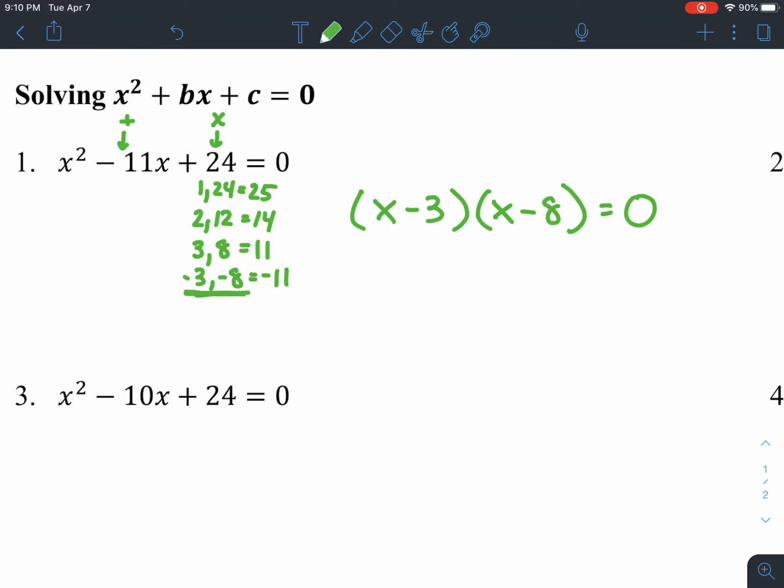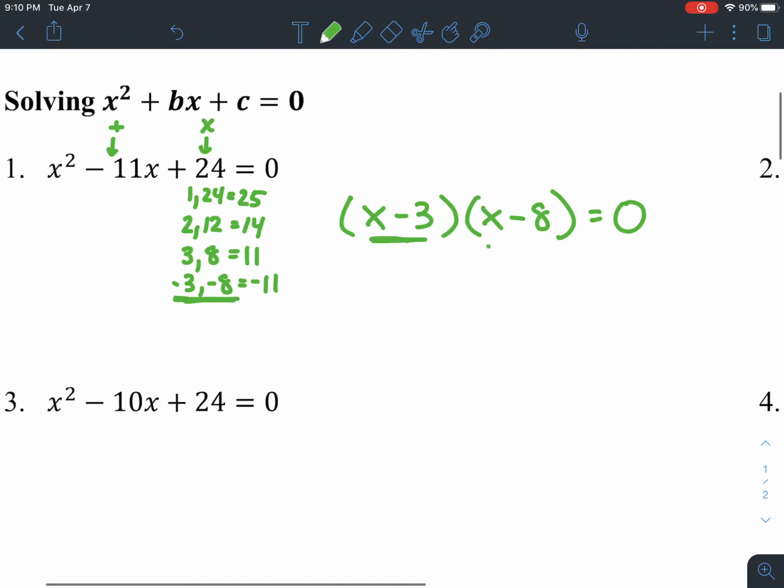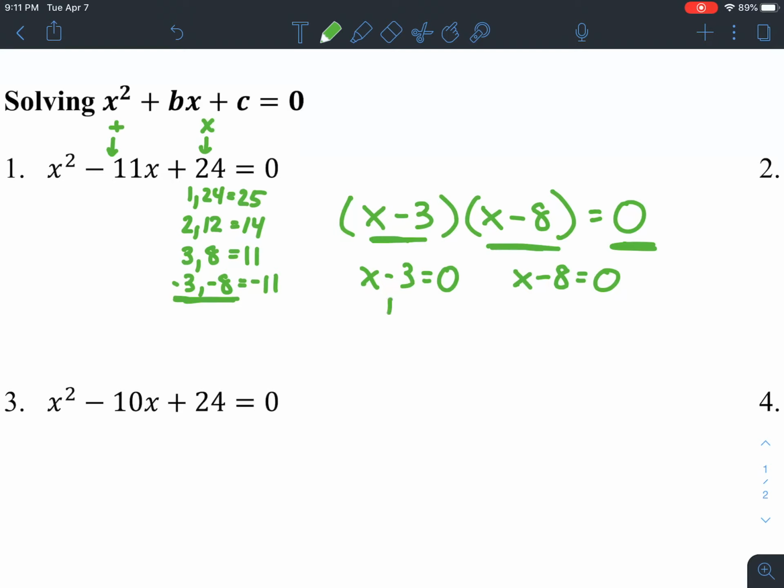Now, on Friday before break, we talked about something called the zero product property, which meant that if we have two things that are multiplied together to equal 0, that means one of the two of them has to equal 0. So either x minus 3 has to equal 0, or x minus 8 has to equal 0. So what we do is we just solve each of those two equations, and whatever x is, those are our answers. So in this case, x minus 3 equals 0.